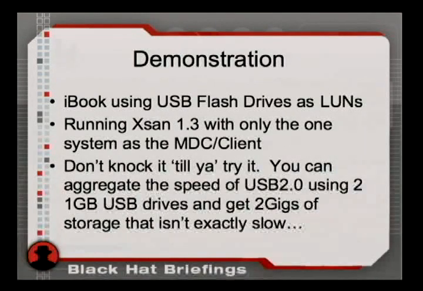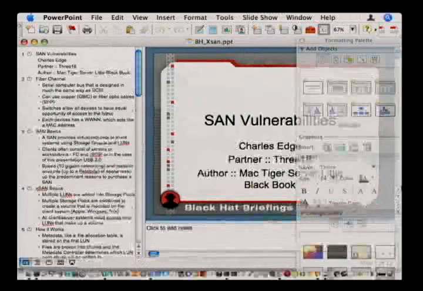In my case, I mentioned this earlier, but I'm using my USB flash drive as my main LUN, and I'm running Xsan 1.3. One really cool thing about doing that is at home I've got two 1 gig USB drives, and I've aggregated them so that I get two streams of USB 2. So it's actually a lot faster than a regular USB jump drive. It's about twice as fast, and it's 2 gigs of space, so that's kind of cool.